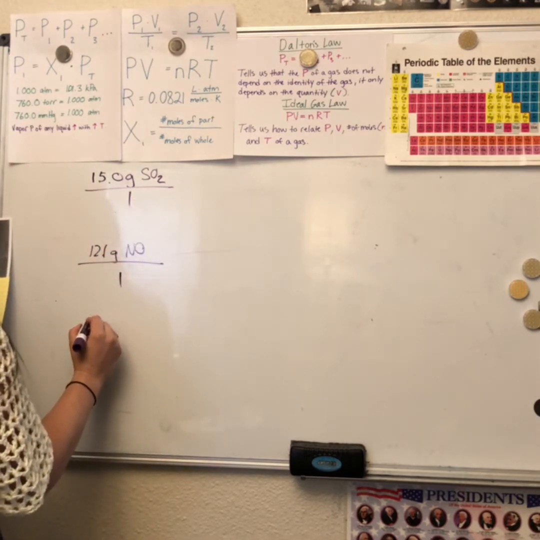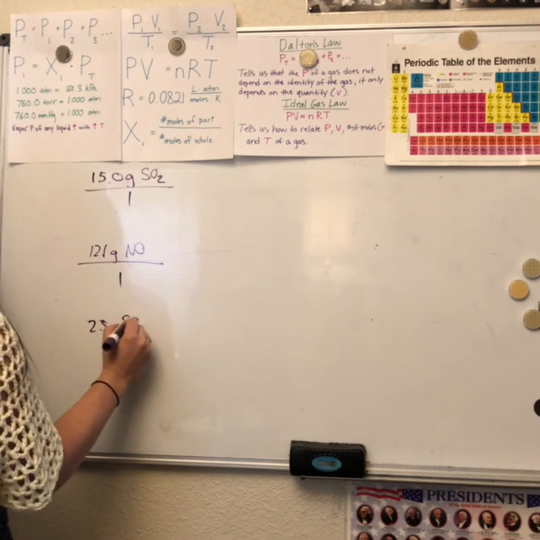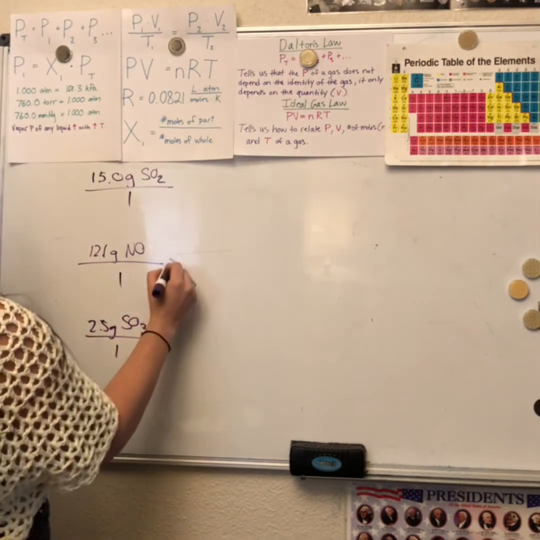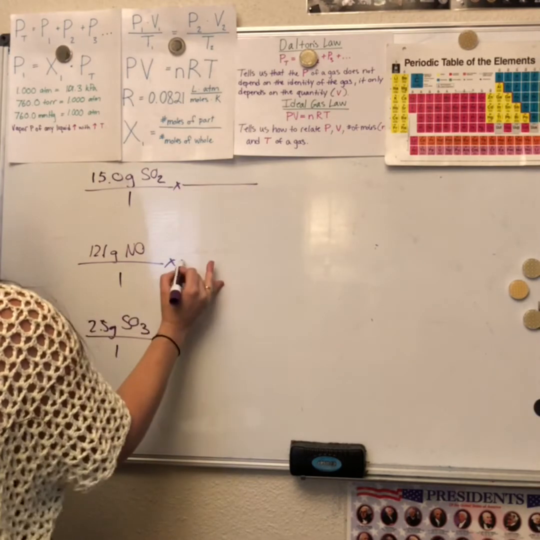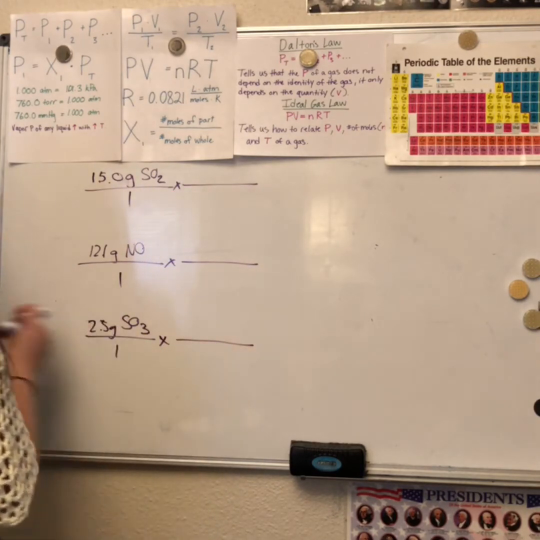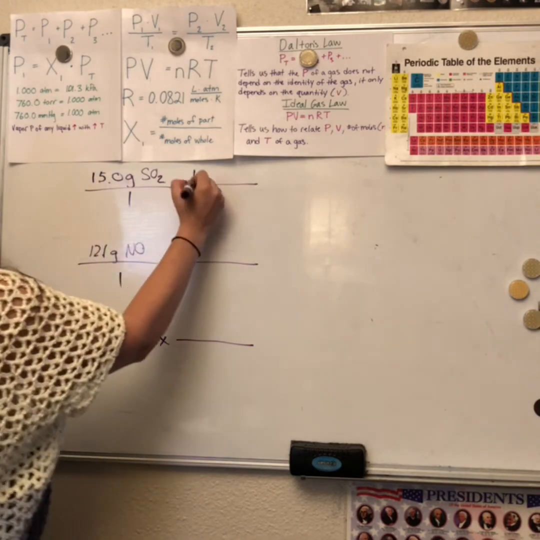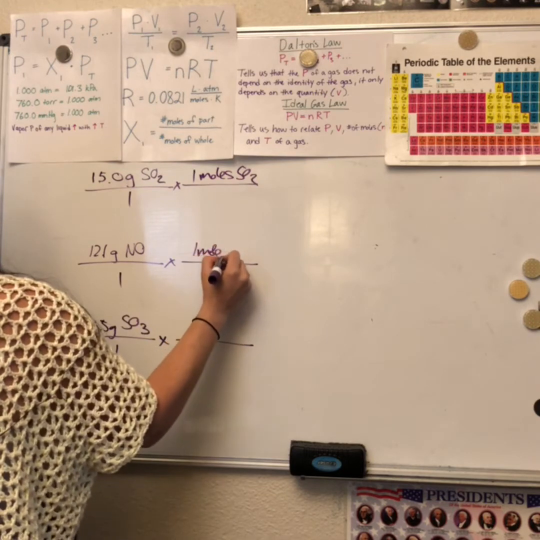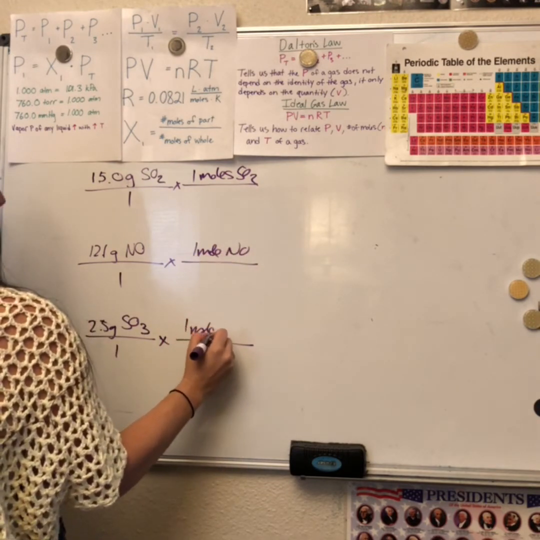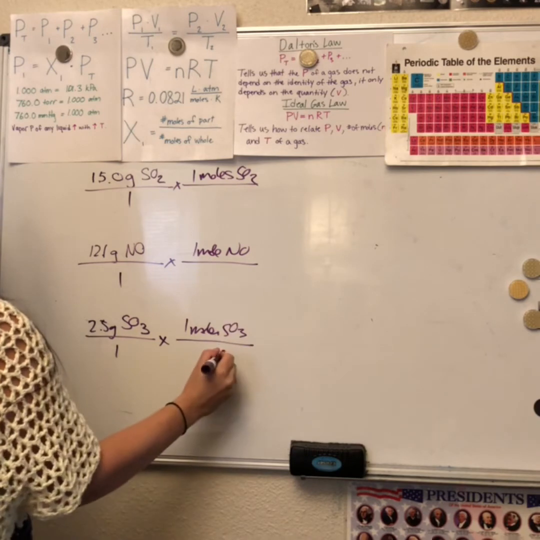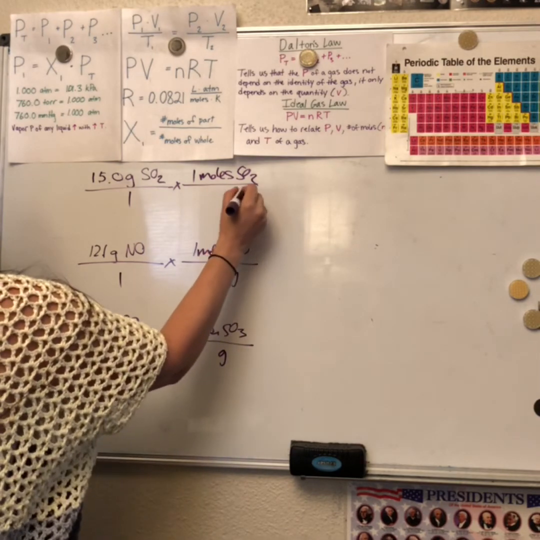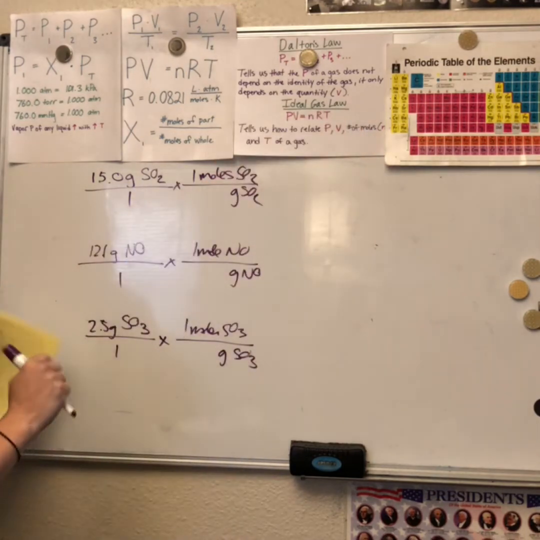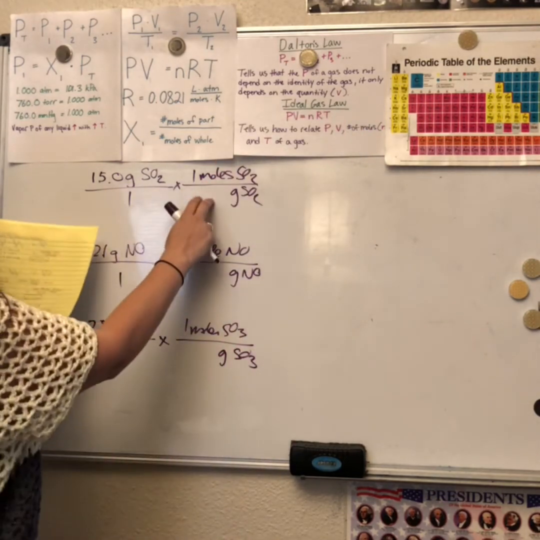And 2.5 grams of SO3 over 1. So now we're just going to use, like we did before, we're going to just go ahead and do these conversions, okay? 1 mole of SO2, 1 mole of NO, 1 mole of SO3. So we just really need to figure out the grams of these. So we take our periodic table, we already know how to do this. We're going to figure out the grams for each one.